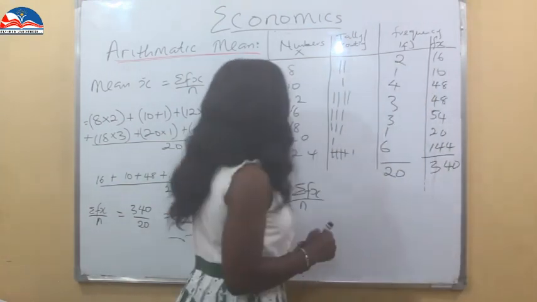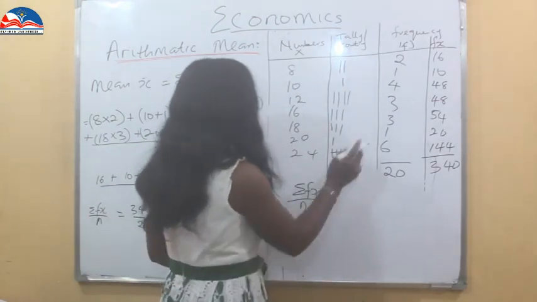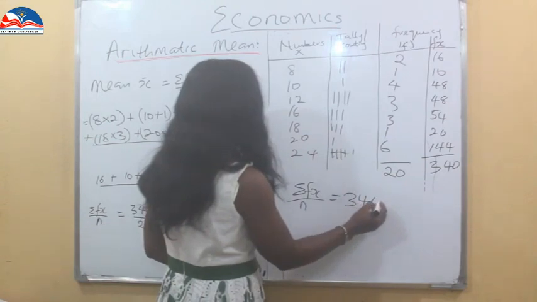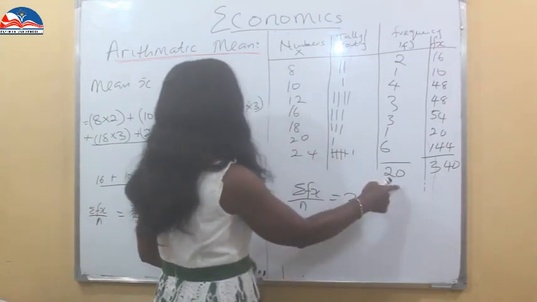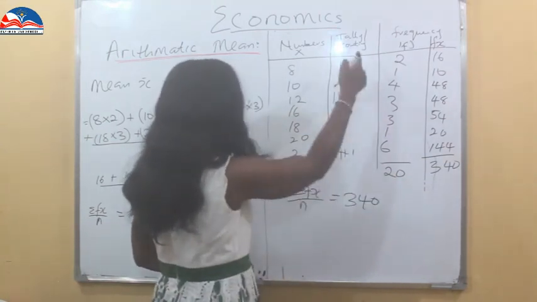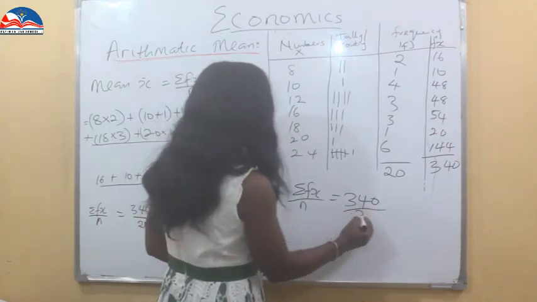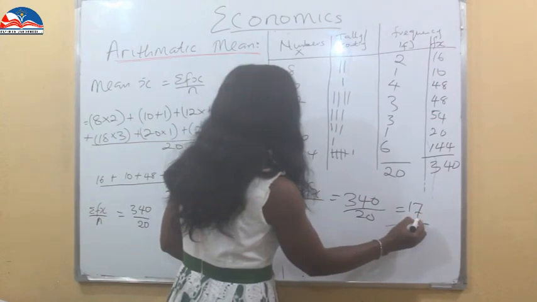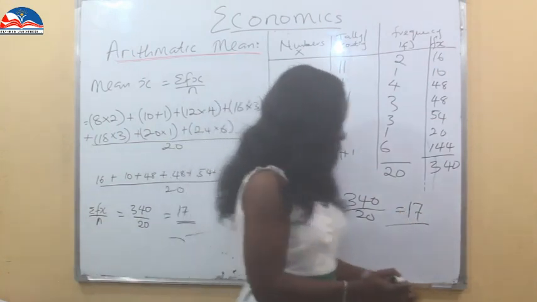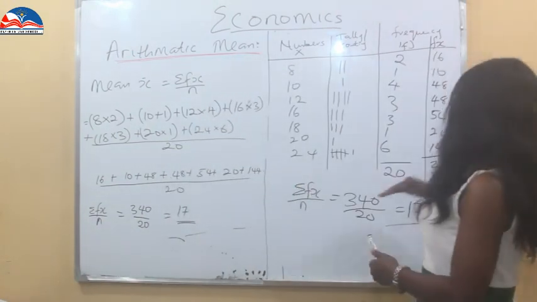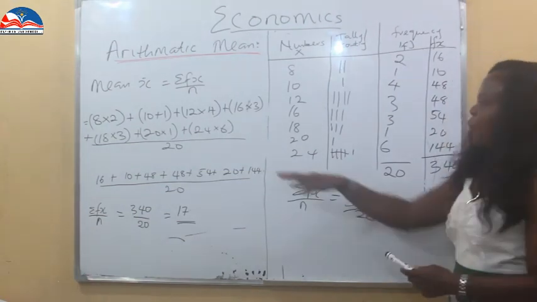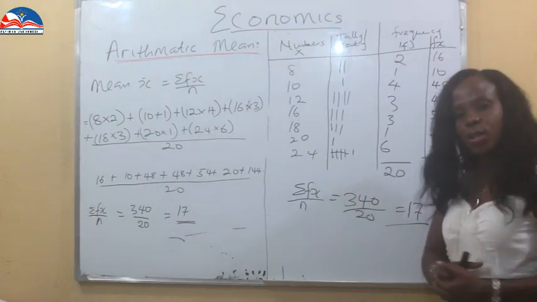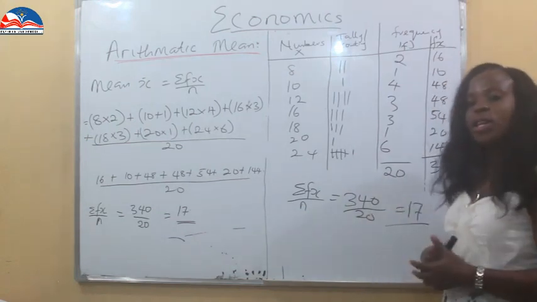Same way here, this sigma fx is 340, all over n, which is the number of times it has happened, all over 20. It is still going to give us 17. So whichever way you want to do it, whether you take it in this tabular form and get your fx, or you take it in this formula to get your fx, whichever way you decide to do it, it is equally correct.